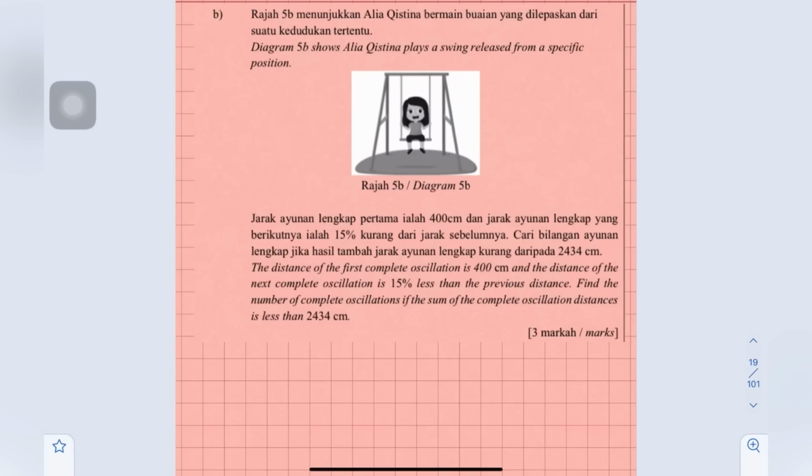B. Diagram 5B shows Alia Christina placing a swing, released from a specific position. The distance of the first complete oscillation is 400 cm and the distance of the next complete oscillation is 15% less than the previous distance. Find the number of complete oscillations if the sum of the complete oscillation distances is less than 2,434 cm.